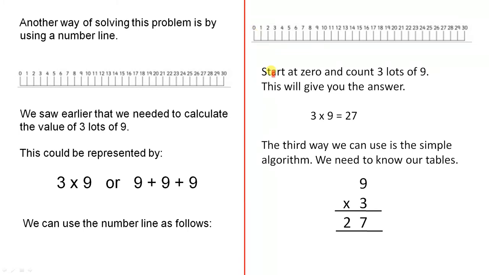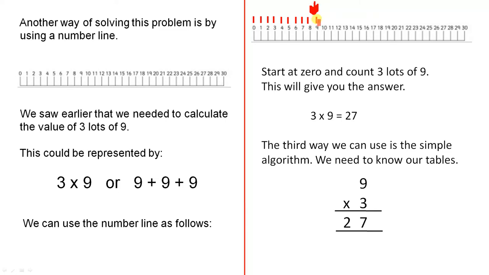Here it says start at 0 and count 3 lots of 9. This will give you the answer 3 times 9 equals 27. So what that means, you start at 0 and we go like this. 1, 2, 3, 4, 5, 6, 7, 8, 9. So there is our first lot of 9.